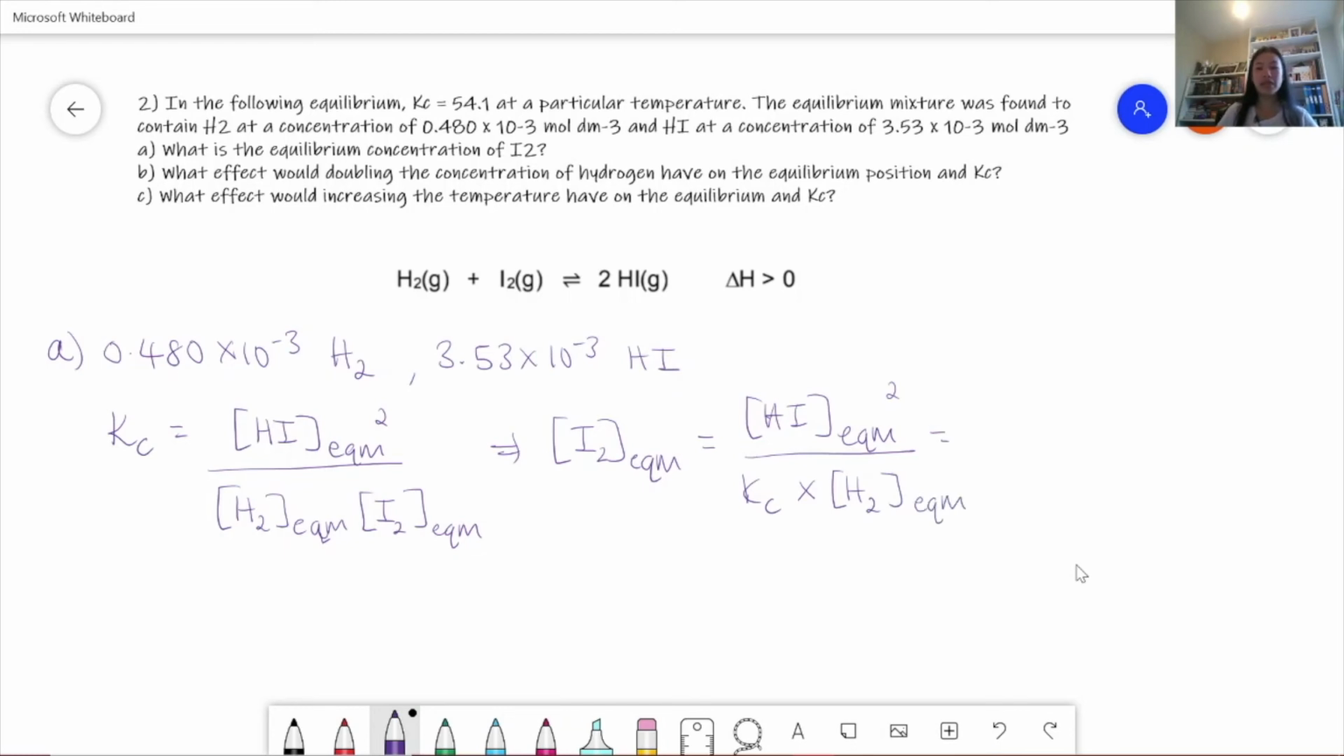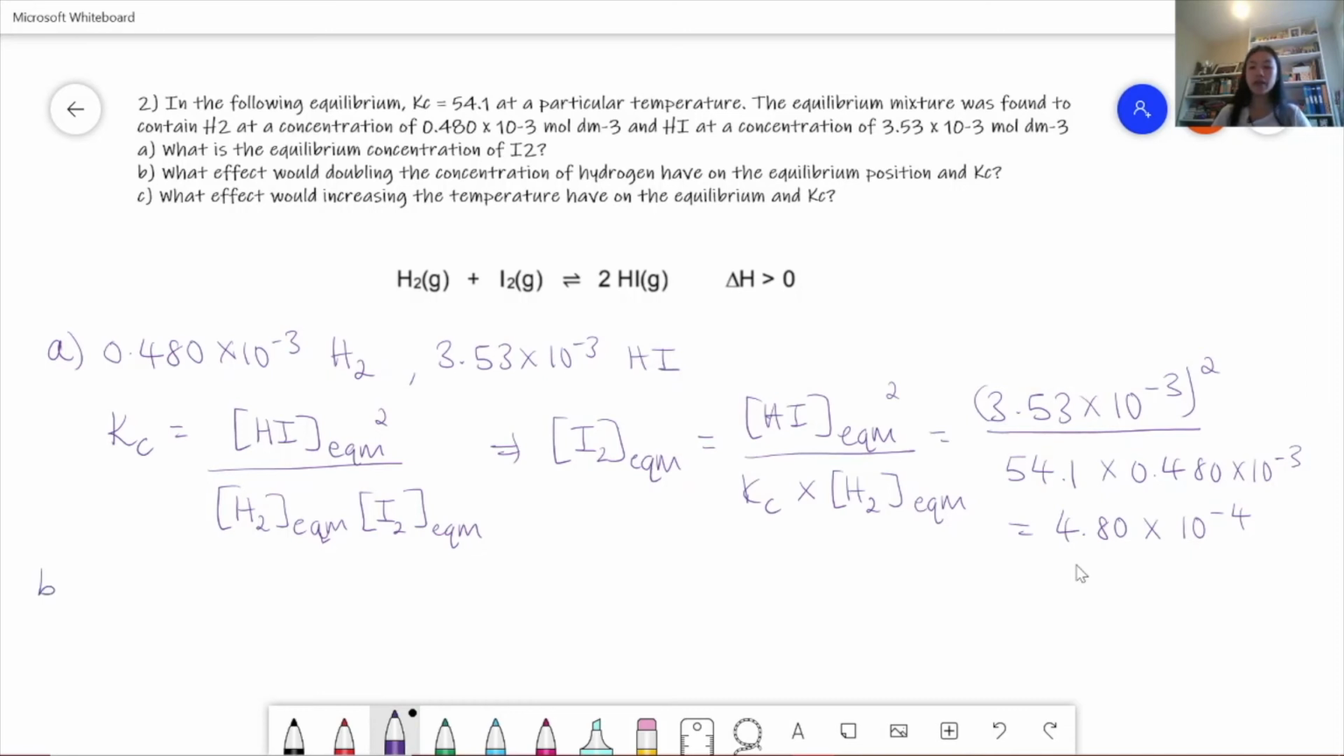And that comes out to be 3.53 times 10 to the minus 3, squared, divided by the Kc, which is 54.1, times 0.480 times 10 to the minus 3. And this comes out to be 4.80 times 10 to the minus 4. I've also rounded that to three significant figures because everything else in the question is.